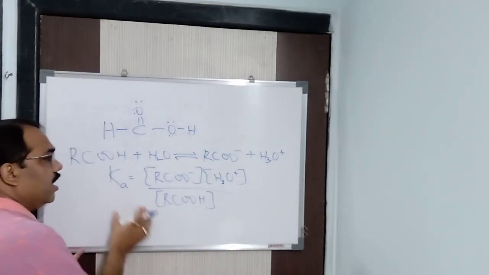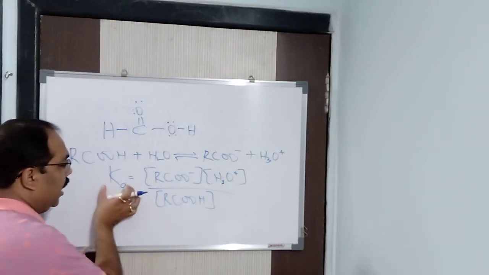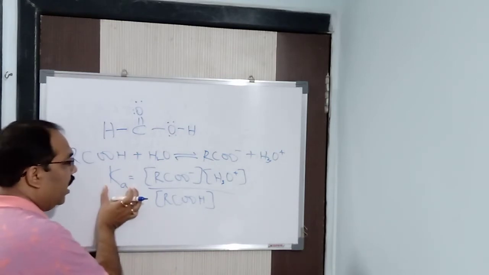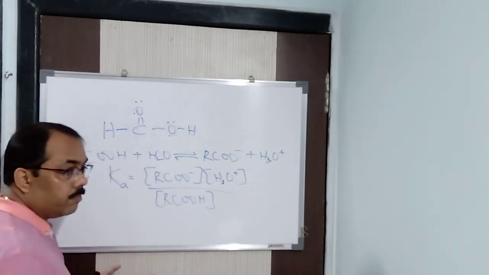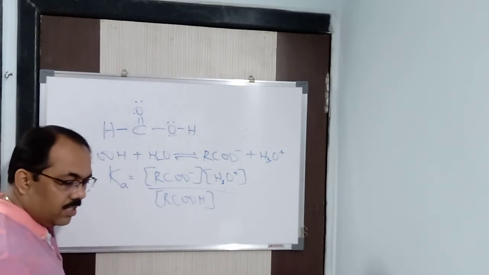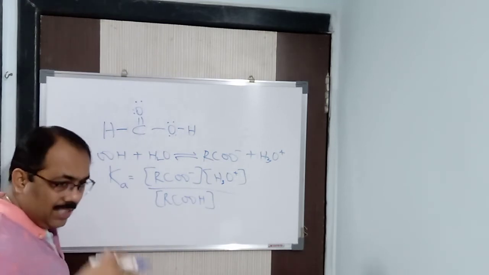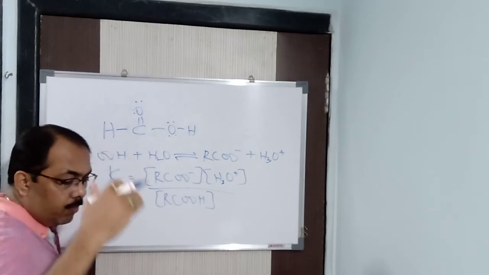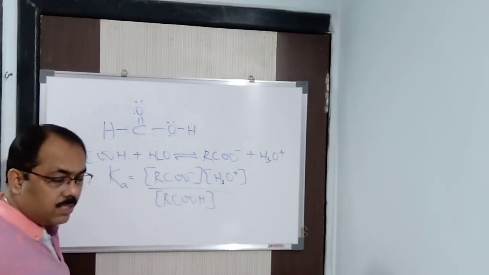For that reason I said, in the series of carboxylic acids, the value of Ka for formic acid will be at the top, because it's the strongest of all acids. Got it? Followed by, in aliphatic acids, acetic acid, propanoic acid, in this way.